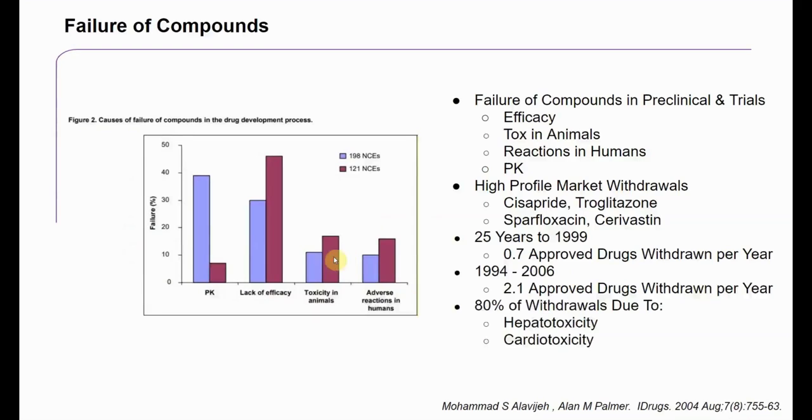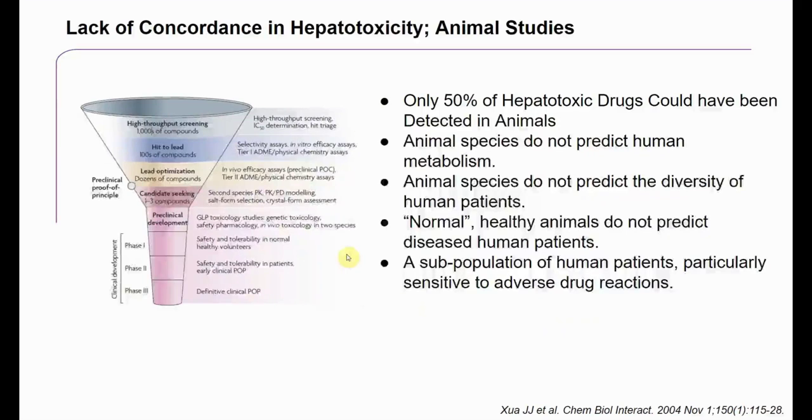And when you looked at the reasons for compounds failing, toxicity in animals and adverse reactions in humans were substantial reasons for the failure. One of the major problems is that, as I said, the compounds at this point were generally being tested in animal studies here at this point for toxicity.